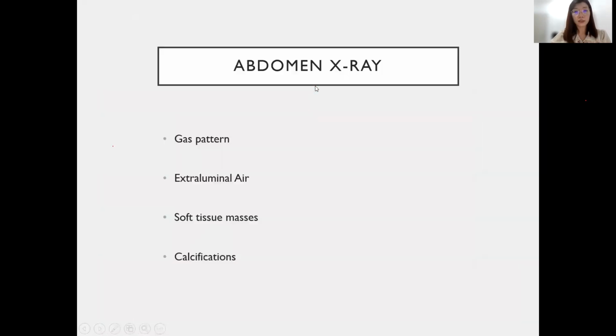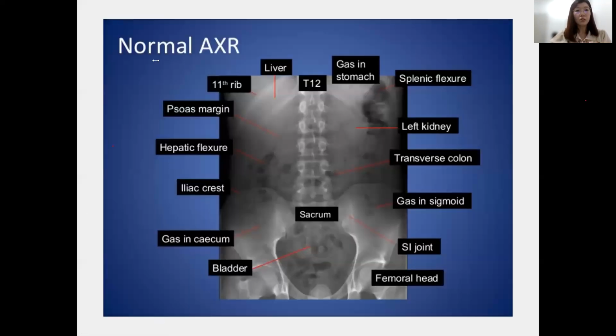All right. So now we're going to the abdomen X-ray, just a quick one. Identify the gas pattern and then find any extraluminal air, meaning air that is not within the bowel loops, and then any presence of soft tissue masses and also abnormal calcifications. These are interesting ones.